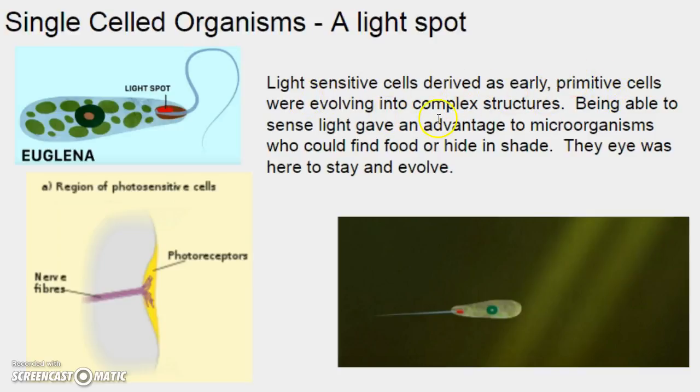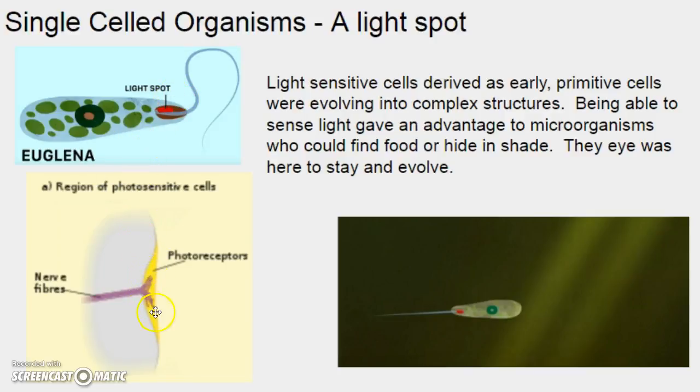Being able to sense light gave an advantage to microorganisms who could find food or hide in the shade, right? Hide from predation. The eye was here to stay and evolve. So here's a primitive euglena and it has a light spot, and it simply picked up different amounts of light. As the euglena would interpret light, it could actually travel towards it or away from it, which our eyeball is very much a direct evolutionary change over time from this very light spot.